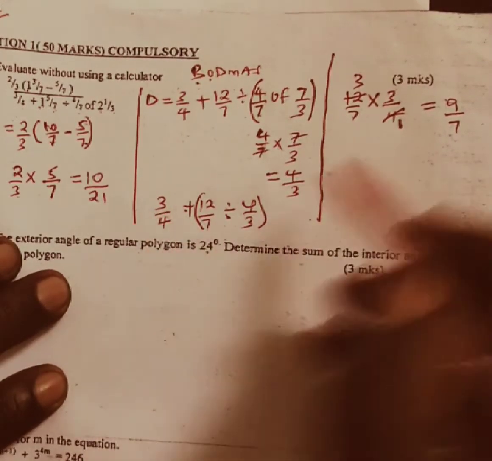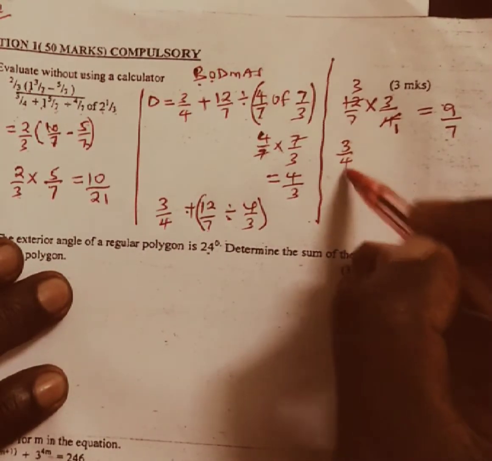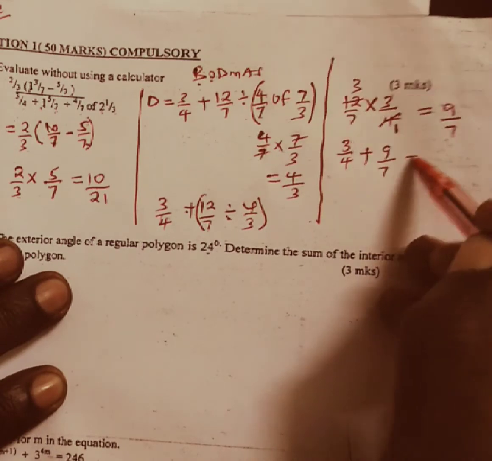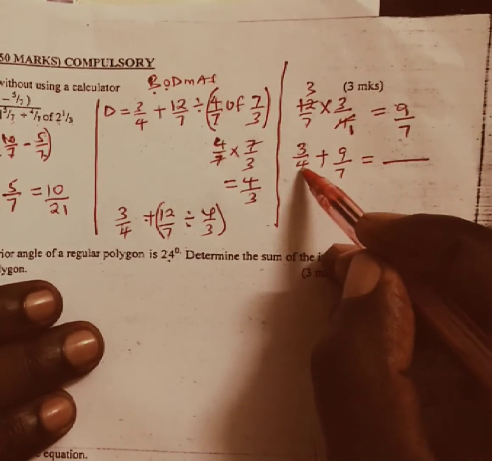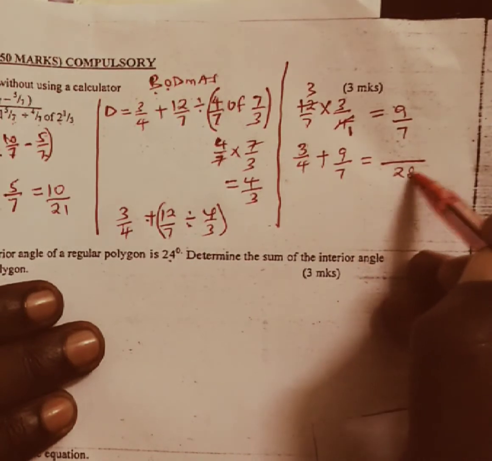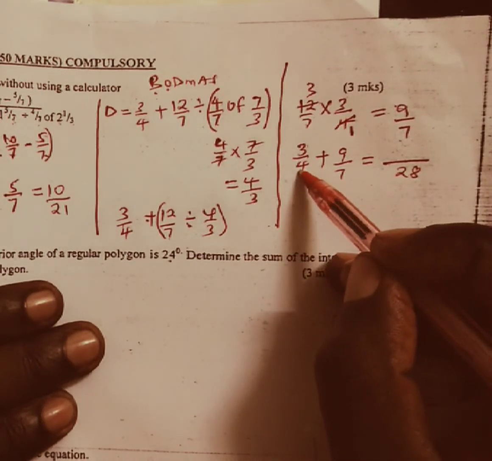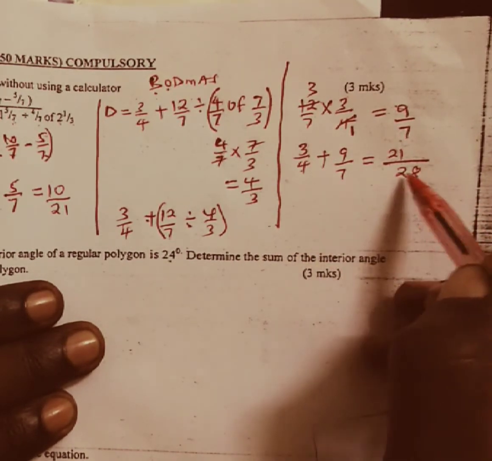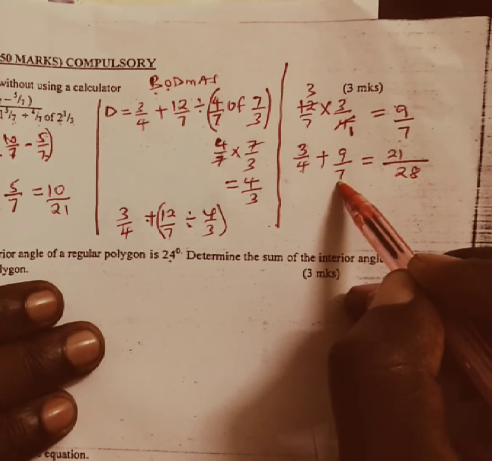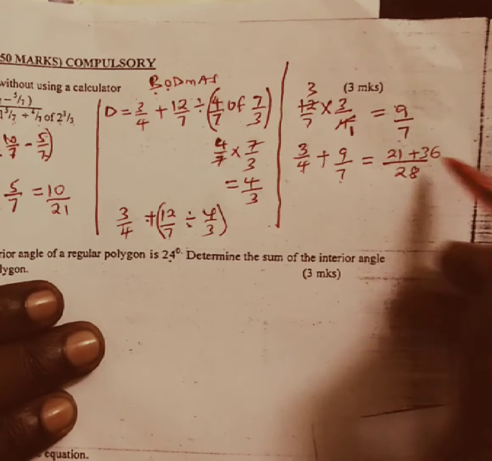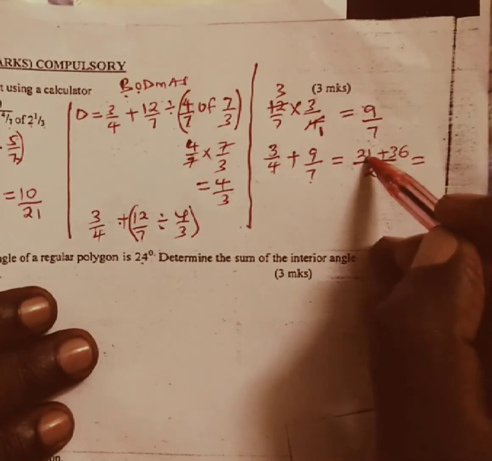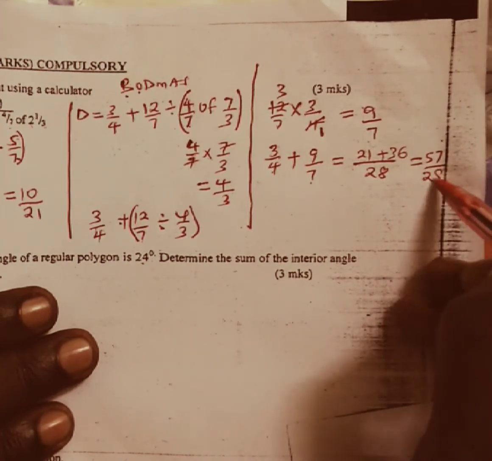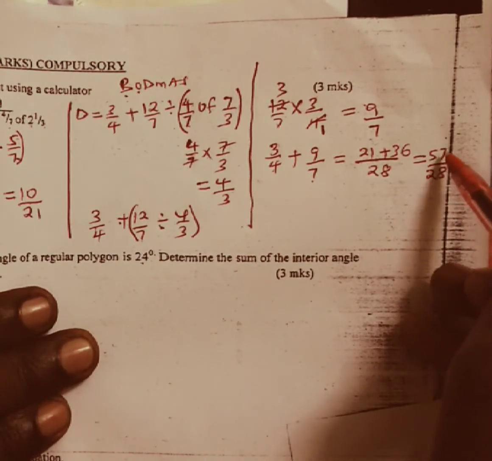From there now, we can finish our operation by taking 3/4 plus the answer from the brackets, which is 9/7. And if you add the 2, we know the LCM of 4 and 7 is 28. 28 divided by 4, you get 7. 7 times 3, you get 21. And then you take 28, you divide by 7, you get 4. 4 times 9, you get 36. And if you add these two, 21 plus 36, you are going to get 57/28. That is now the answer to the denominator.